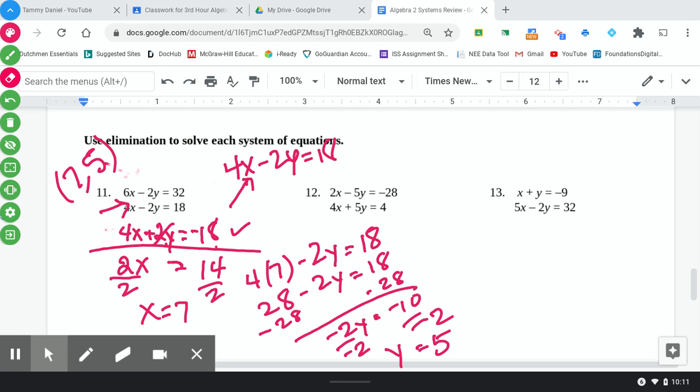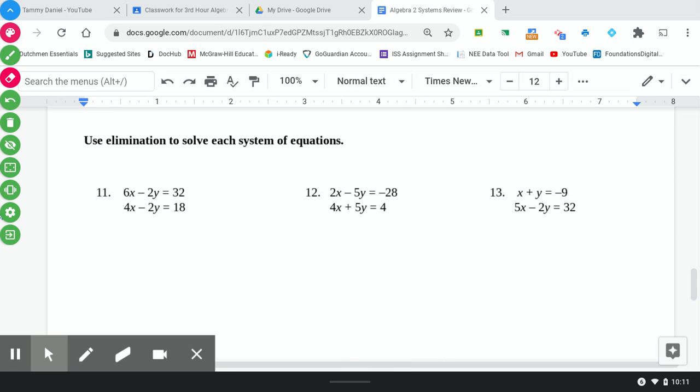All right, let me clear this here so we can go on to the next one. If you look at this one, they were super nice, and you have a negative 5y and a positive 5y. So all we have to do on these two is combine the two equations, because 2x plus 4x is 6x, but negative 5y plus a positive 5y is 0. So the y's are gone. And then negative 28 plus 4 is a negative 24. We divide by 6, and we get x equals negative 4.